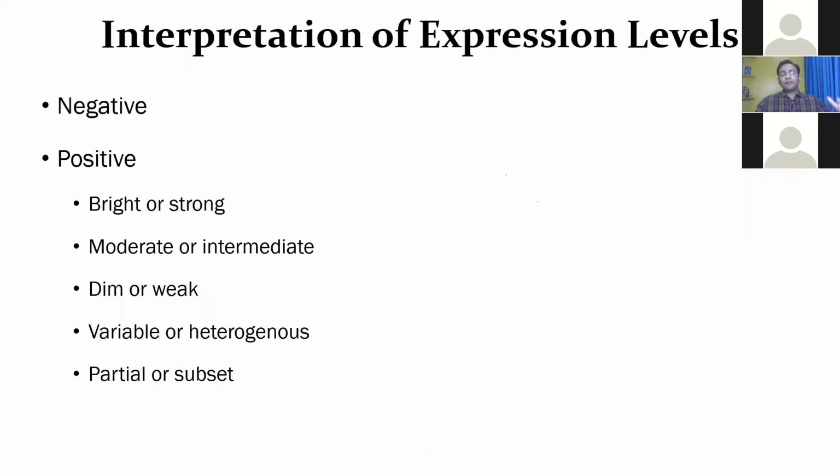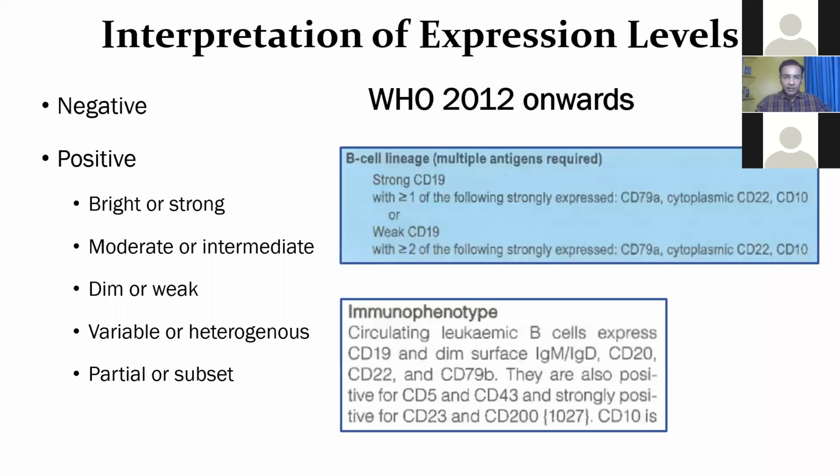So when we say positive marker, we either call it negative or positive. When we say positive, we say strong or bright, moderate or intermediate, weak or dim expression, variable or heterogeneous expression. Especially if you look at the TMH reports, you will see variable reported very much. And sometimes we also use partial or subset. What does this terminology mean? I'm just highlighting how WHO uses it.